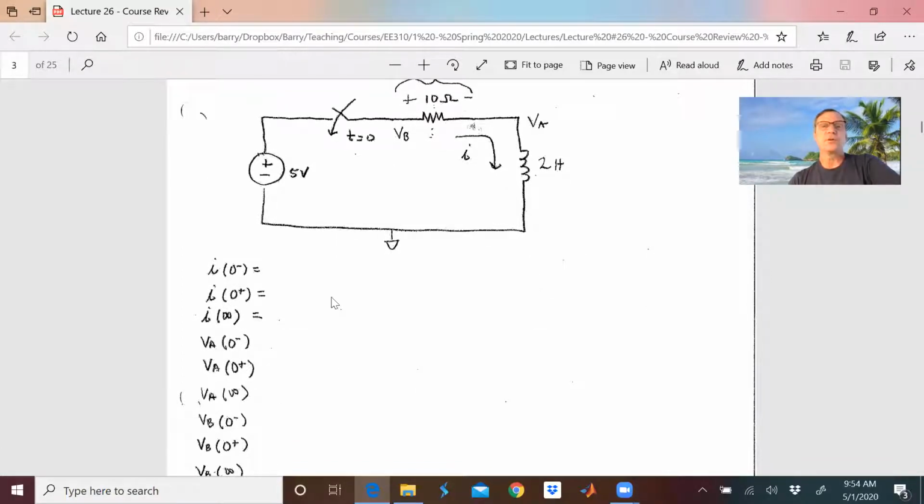VB at 0 minus is going to be 0 because remember, 0 volts here, 0 volts here because no voltage across the inductor at steady state. So that means, and no current, so that means we're going to have 0 volts here. VB at 0 plus, well, of course, that's going to be 5 volts because we're closing that switch, and that's what that 5 volt source does. And then VB at infinity is also going to be 5 volts.